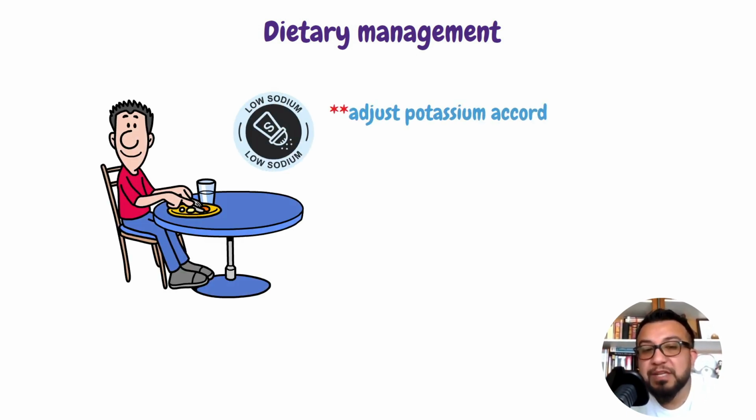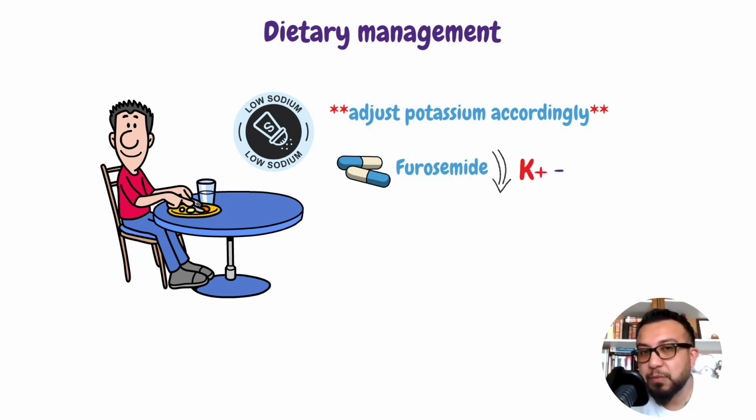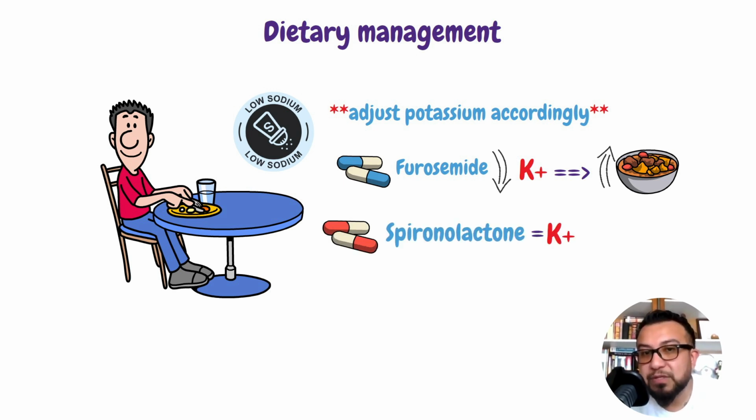Dietary management is very similar to heart failure: low sodium. Remember to adjust potassium accordingly, depending on the medication you're using. Furosemide depletes potassium, so you want to increase potassium in the diet. Spironolactone spares potassium, meaning we keep it, so you want to limit potassium in the diet.